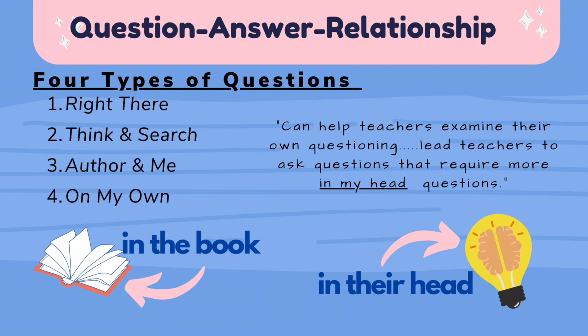Let's shift our focus to reading comprehension. We've established the importance of vocabulary instruction, and that really does lead to deeper comprehension for students. So if you see here, we have 4 types of questions that can be asked of students that leads to higher reading comprehension. Number 1 and 2, right there, think and search. They can be grouped together into a subcategory of things that can be found in the book or in the text. Numbers 3 and 4, author and me and on my own, are things that have to be done in their head, sometimes quietly, and they require lots of pondering.